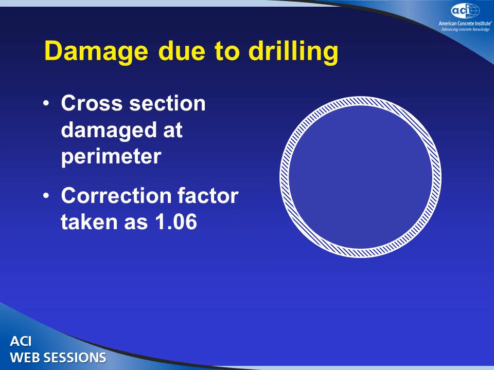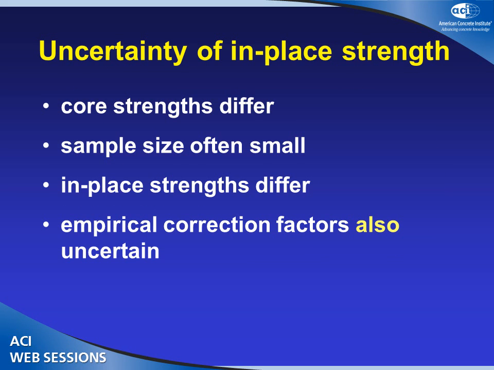Once we know what these different correction factors are, we're going to get some in-place strengths, and as anybody who's ever been involved with core test results recognizes, those are going to be quite uncertain. The core strengths are going to differ. Often we have fairly small sample sizes, and so estimating the mean is a little bit tricky. Estimating a standard deviation or a coefficient of variation is even more tricky.